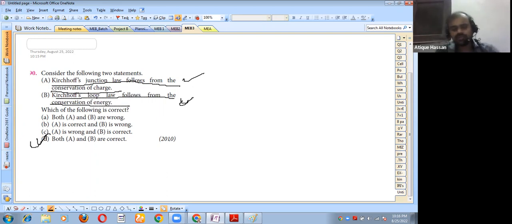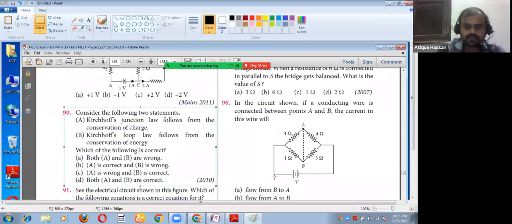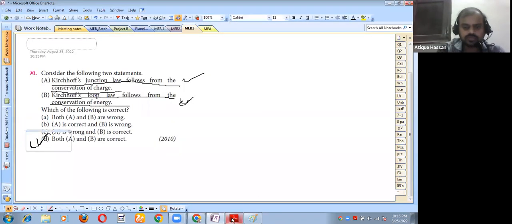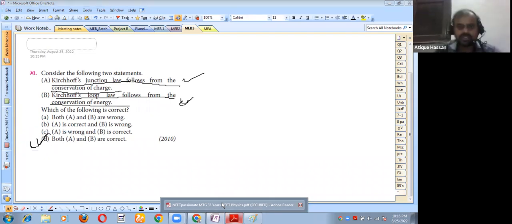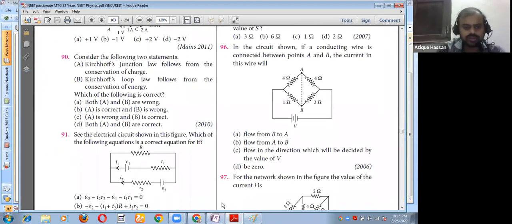Anyone having any doubt? Very easy question. Please ask. Anyone having any doubt in this? This is directly based on this statement. So I think no one should have doubt based on this.